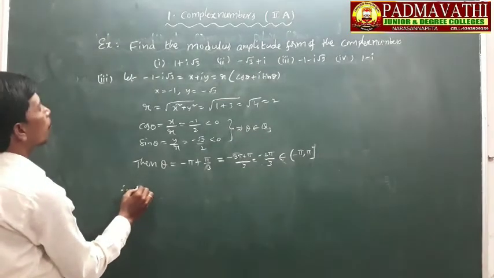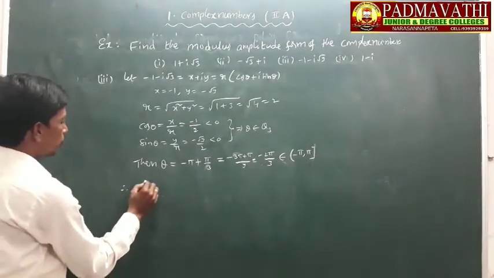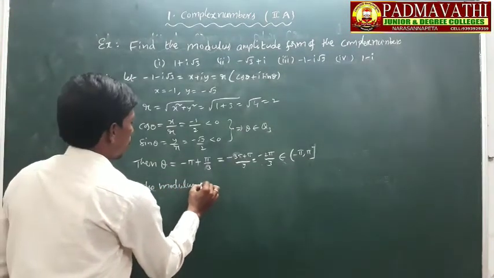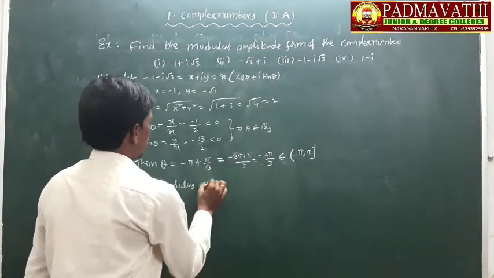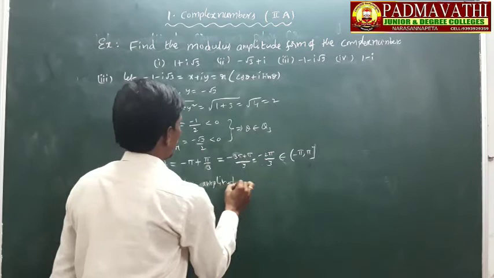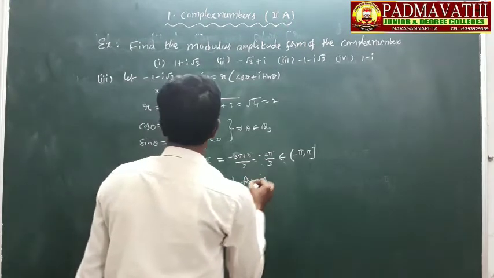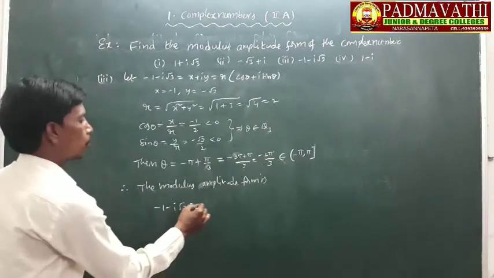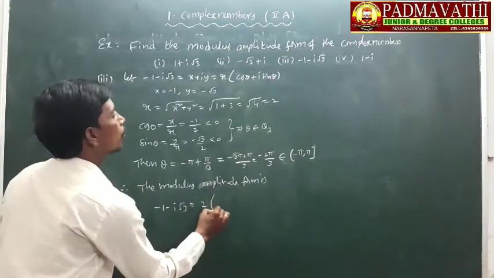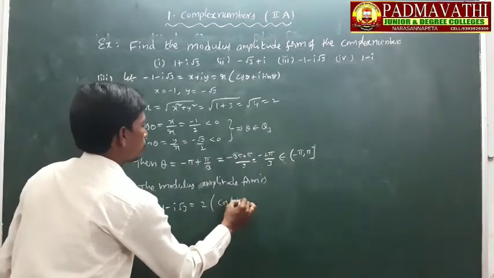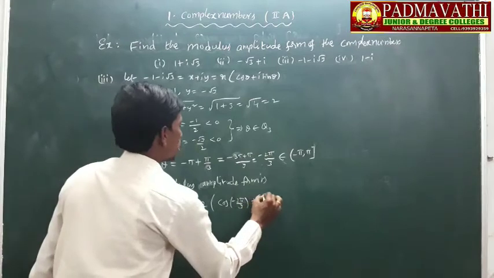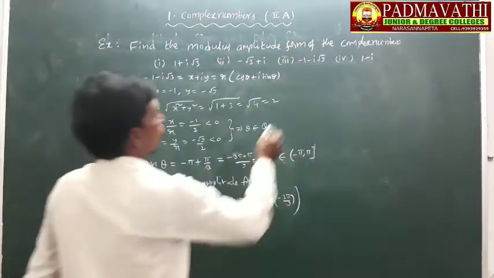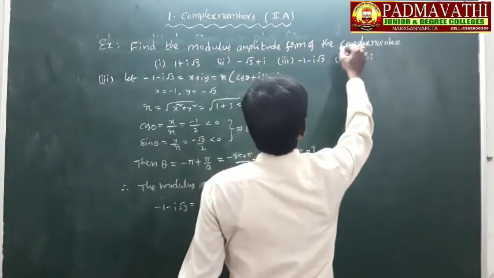Therefore the polar form, the modulus amplitude form, is minus 1 minus i root 3 equal to 2 into cos minus 2 pi by 3 plus i sin minus 2 pi by 3. Okay, the fourth one is homework.